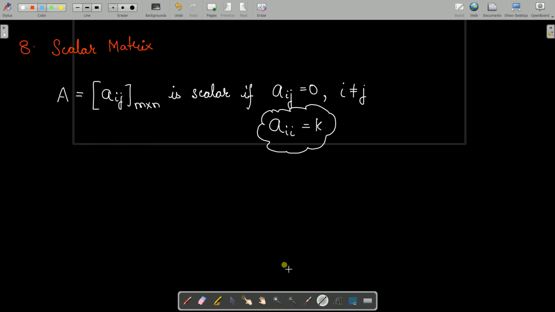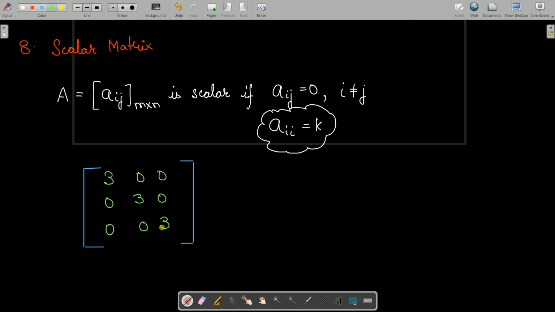Clear? So it's basically a diagonal matrix itself where the diagonal elements are all equal. So you can simply write, let's say we have 3 0 0, 0 3 0, 0 0 3. So as we can see clearly that the elements present in the principal or the leading diagonal are all equal. Okay, so if all the elements are equal along the principal diagonal, this is of course a diagonal matrix, but at the same time I'll call this matrix to be a scalar matrix.